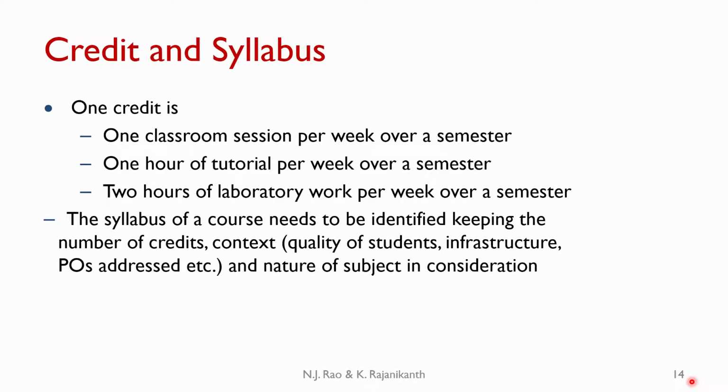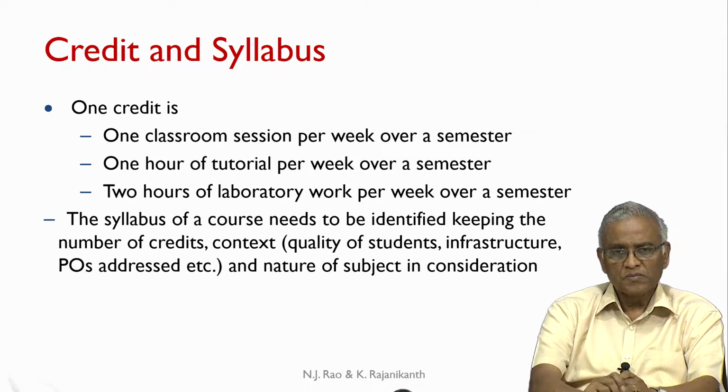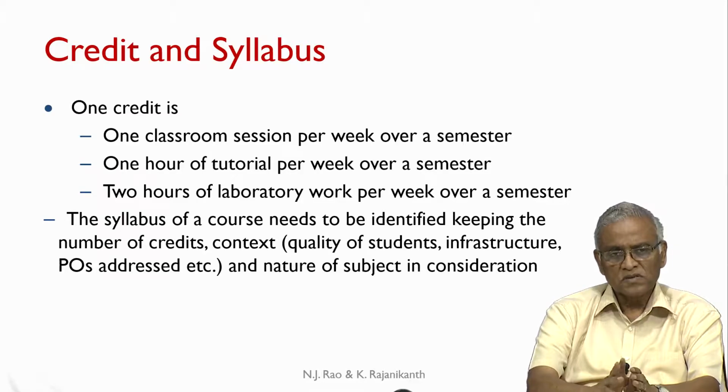Credit and syllabus. One credit is this, we have explained in the module 1. Once again, one credit is one classroom session per week over a semester, 1 hour of tutorial per week over a semester, or 2 hours of laboratory work per week over a semester, and this will have to be strictly adhered to. This is right from UGC level, at AICTE level, these are all applicable. No institution or no college should deviate from this definition of the credit.